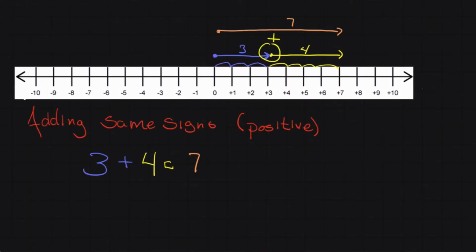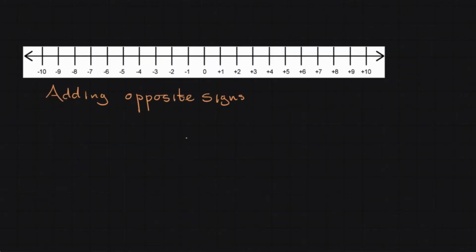Let's go to the next problem here. Here we go. Adding with opposite signs. This is where it gets a little ugly. So what if I have a positive 7 and I'm adding something with a different sign, like say negative 12. All right, so let's take a look and see what that looks like.